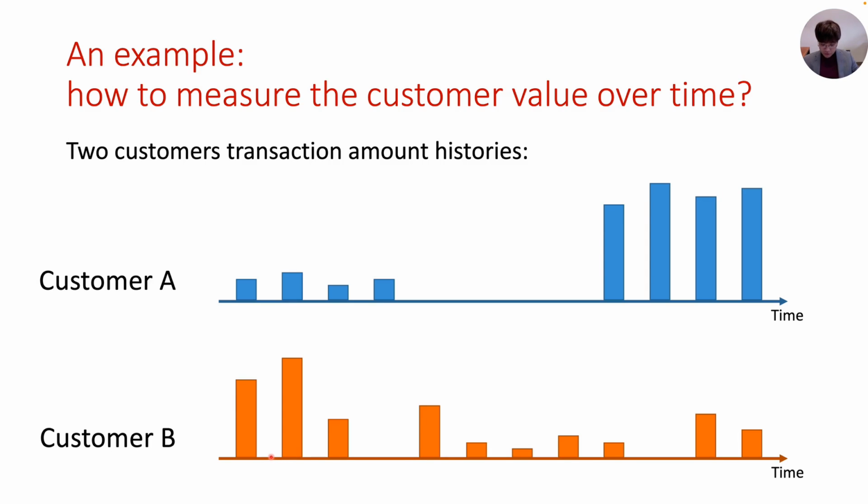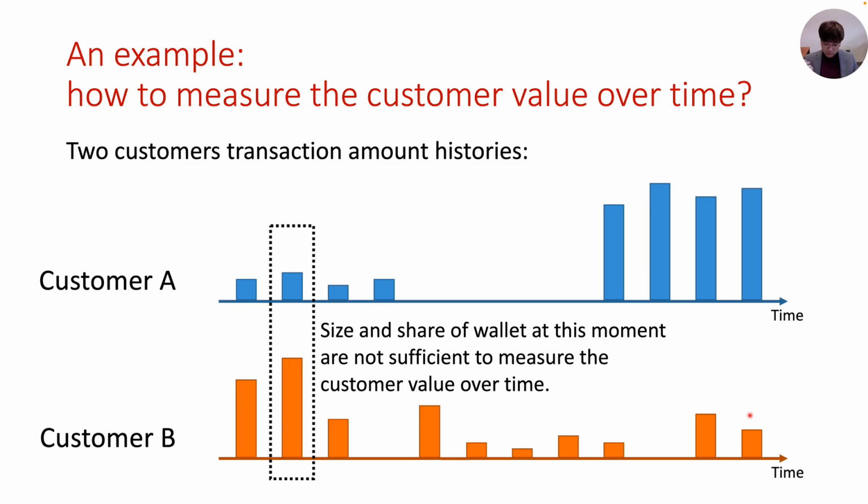And customer B also shows a change in her transaction pattern. It seems to me that she just missed shopping a couple of times unlike customer A, but she has reduced her transaction over time. So, size and share of wallet at this moment do not reflect customer A's large amount of recent transactions and customer B's smaller amount of recent transactions. That is, they are not enough to measure these customers' values over time.